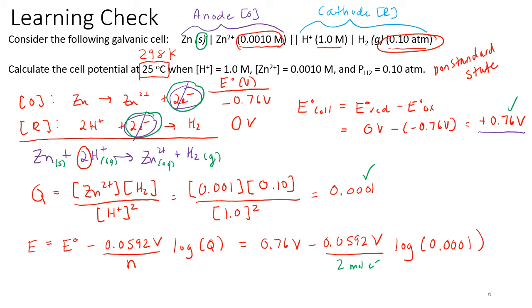So plug that into your calculator and make sure that you are putting everything in with the correct parentheses and everything. And your E cell at non-standard state conditions should come out to being, it's also a positive value, positive 0.878 volts. So in this scenario, the standard cell potential was positive, so the reaction was spontaneous. And when we ran it at non-standard state conditions, the specific ones here, it also was still spontaneous, but that doesn't necessarily have to be the case.